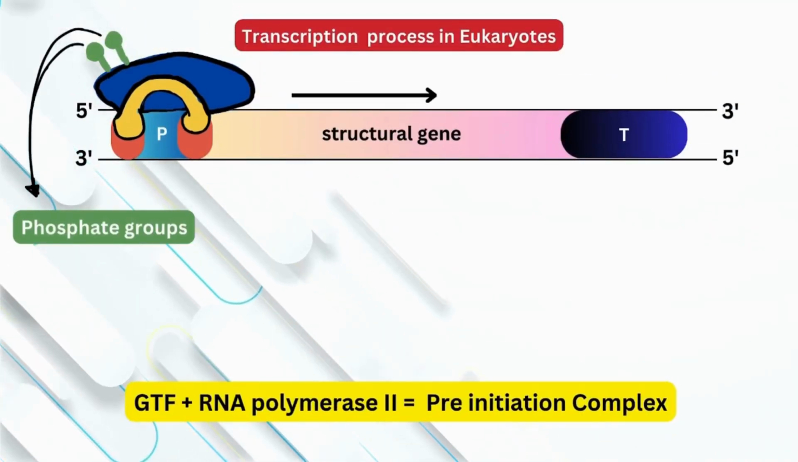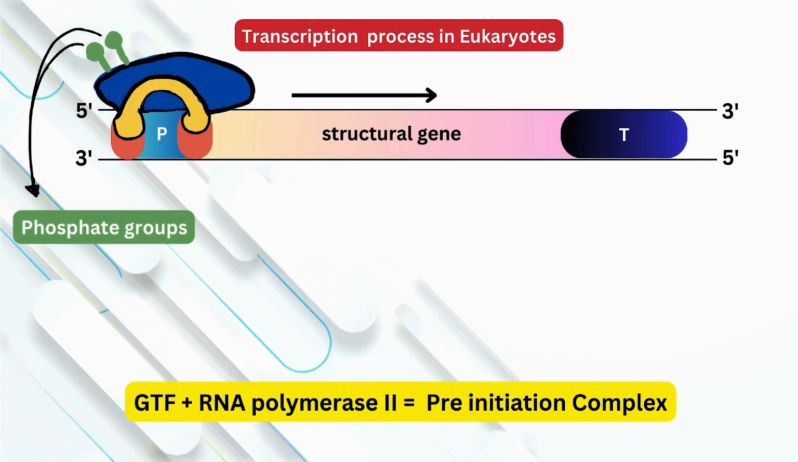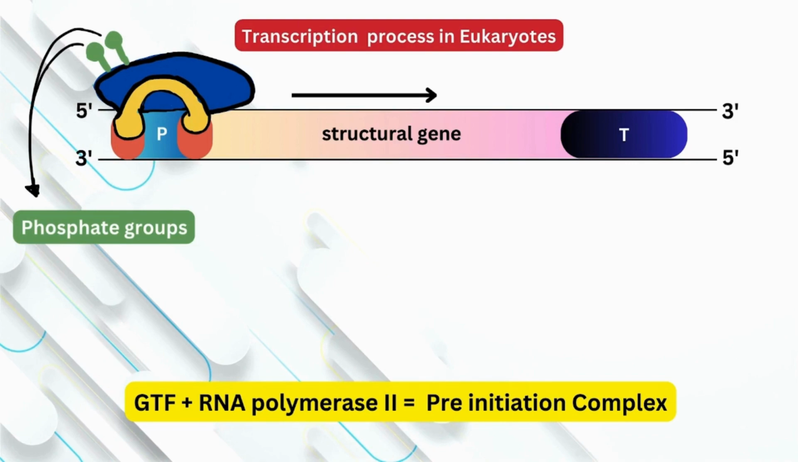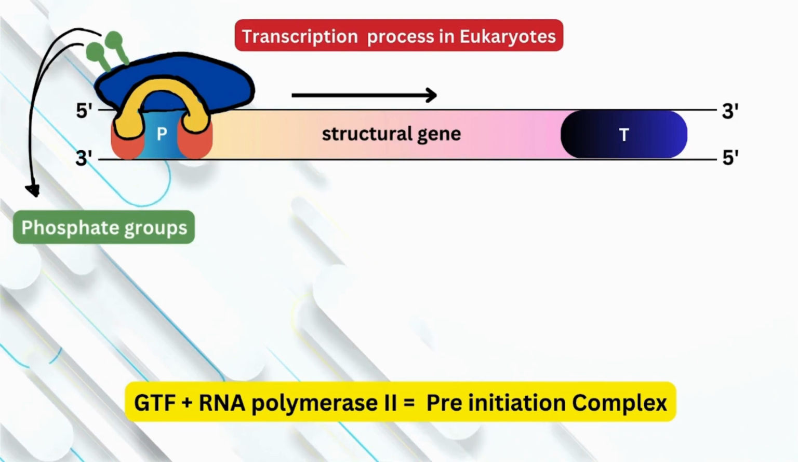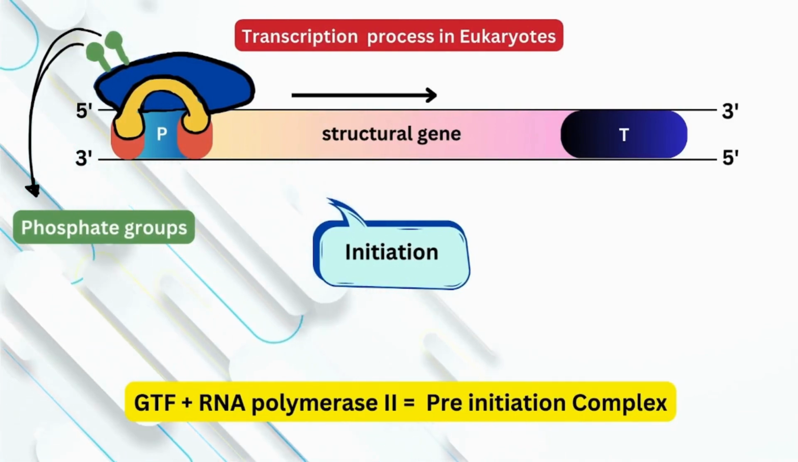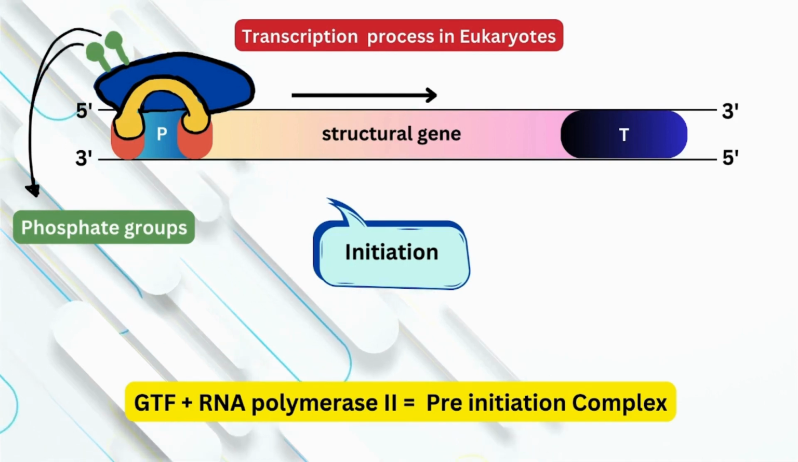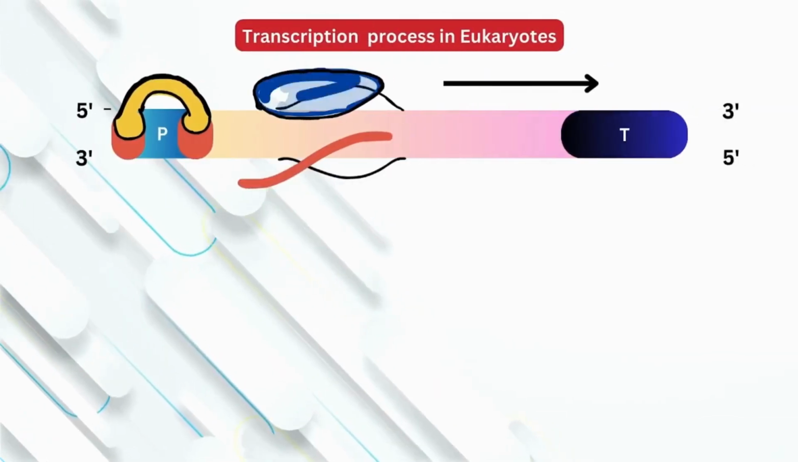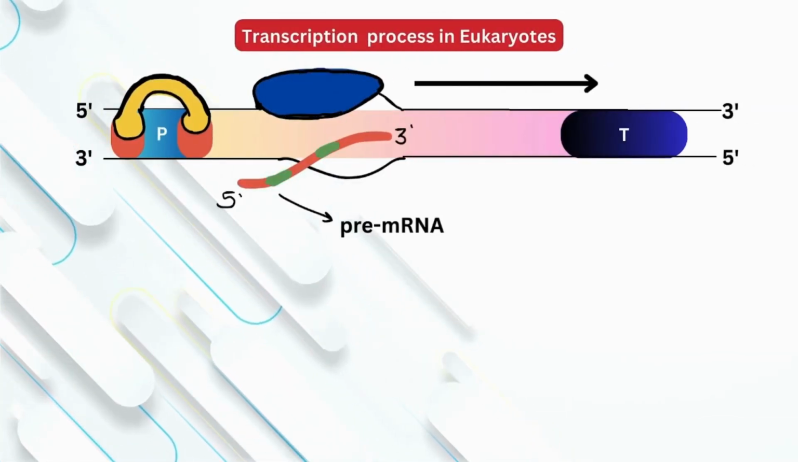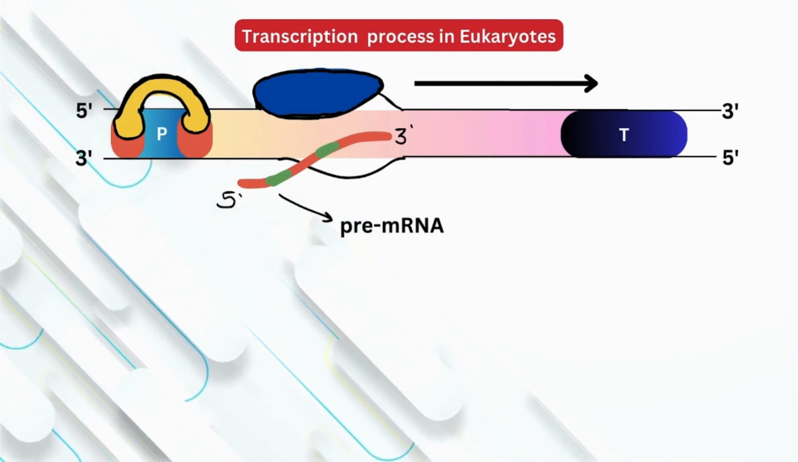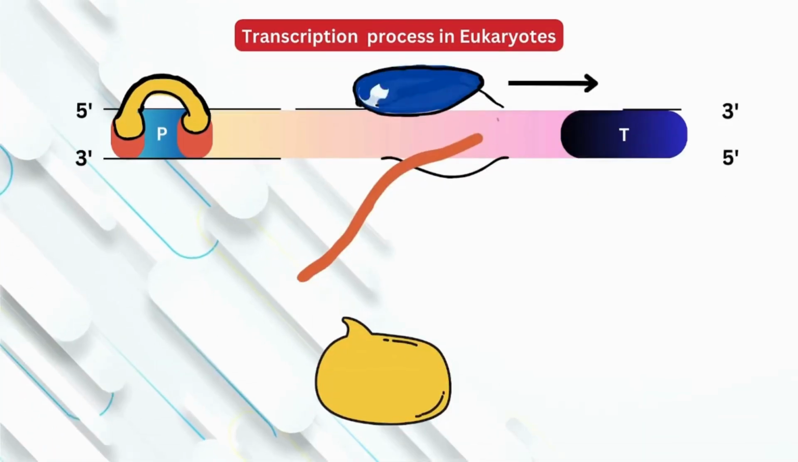One of the general transcription factors will add phosphate groups to RNA polymerase 2. Once the phosphate groups are added, RNA polymerase 2 will leave the pre-initiation complex and start moving over the DNA. This process is known as initiation. Now, RNA polymerase 2 will move over the DNA and a small stretch of pre-mRNA is synthesized. The pre-mRNA is synthesized in the 5' to 3' direction.